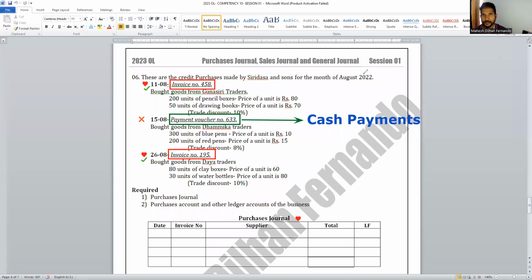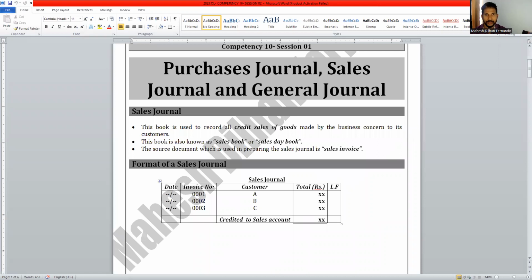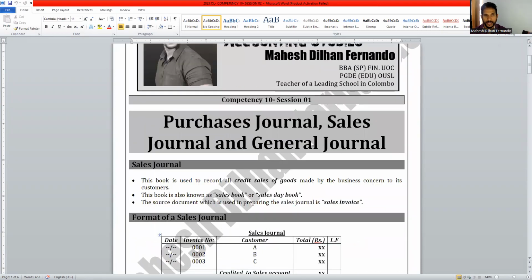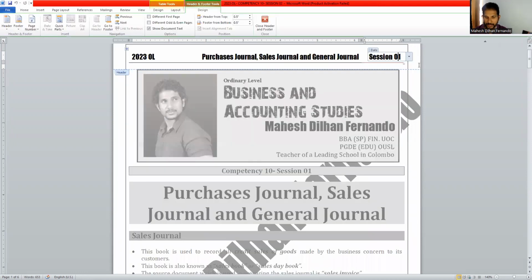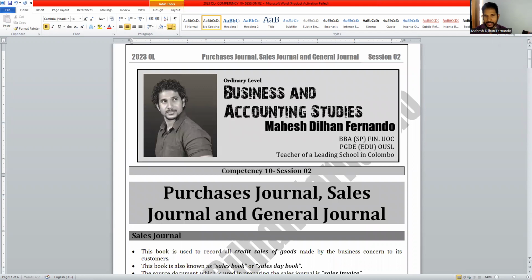Let me share session 2. Give me a minute. I have forgotten to change that, so let me fix it. This has to be session number 2, the second session. Sorry. Session 2.